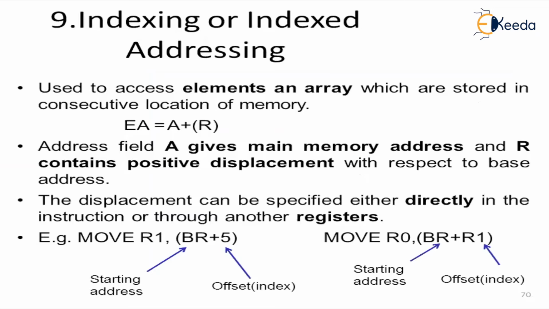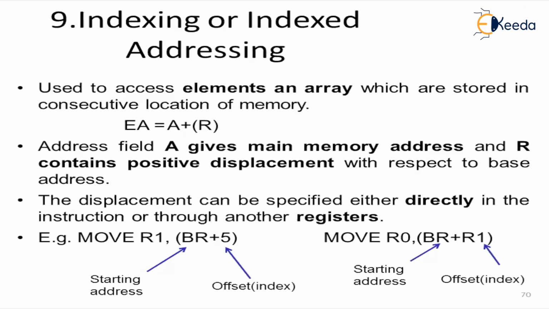Now, what do we mean by index addressing? It is used to access elements of an array which are stored in consecutive locations of memory. So you should understand that indexing or index addressing basically uses three components. One is called the effective address, which is the component consisting of address and register indirect address. So EA is equal to A plus (R).